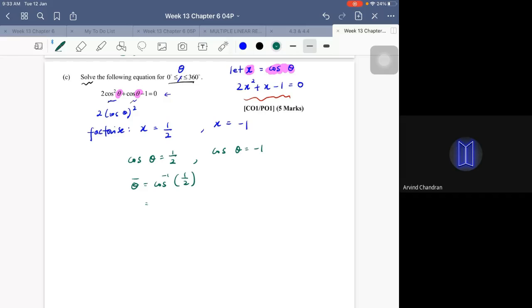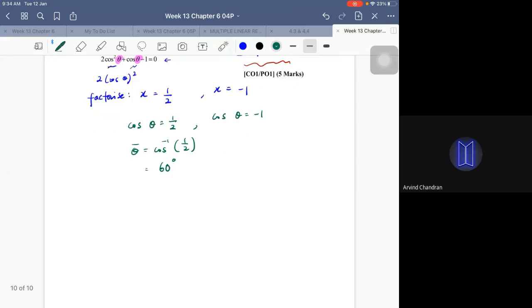Kita dah cari kan tadi, cos inverse 1/2. Berapa cos inverse 1/2? Is it 60 degree? Okay, that's right. So cos inverse 1/2 adalah sama dengan 60 degree. So that's what your friend said over here. Okay, so now that we have the reference angle, so kita boleh lukis kita punya quadrant. So this is going to be CAST. So function kita ni dalam quadrant mana? So kita ada cos theta adalah sama dengan setengah. So dia dalam quadrant yang mana satu?